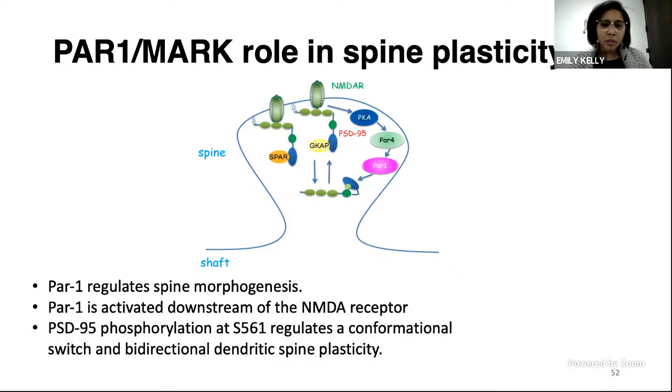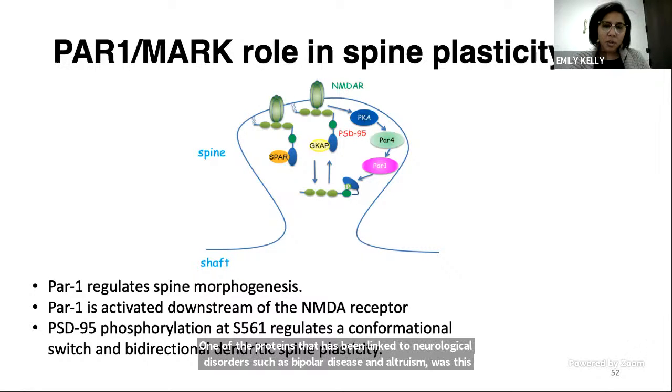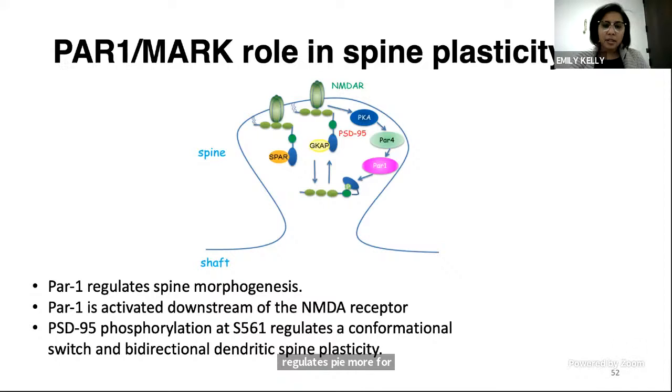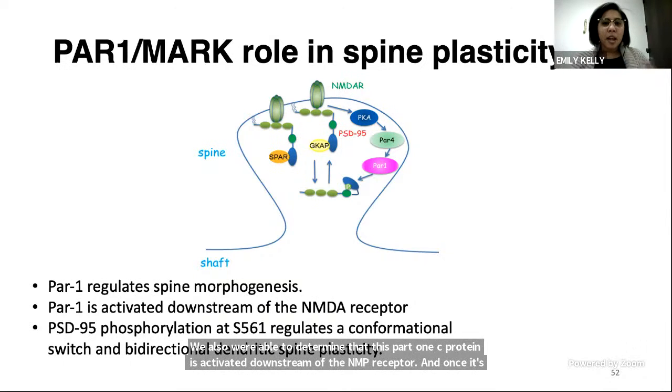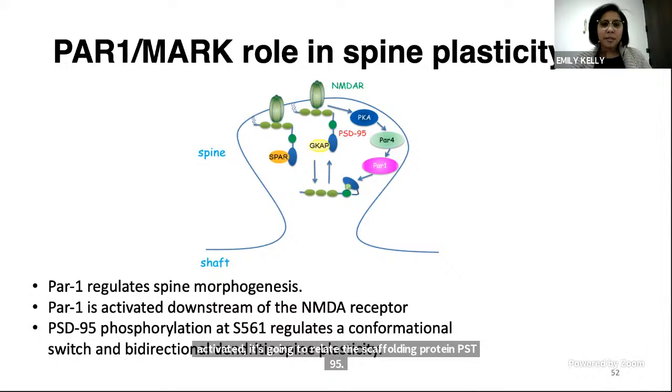We also determined that PAR1C is activated downstream of the NMDA receptor. Once it's activated, it phosphorylates the scaffolding protein PSD95, and when that phosphorylation occurs, that's what allows the dendritic spines to change in shape and size. So PAR1C is really important in regulating how dendritic spines change when you're forming memories.